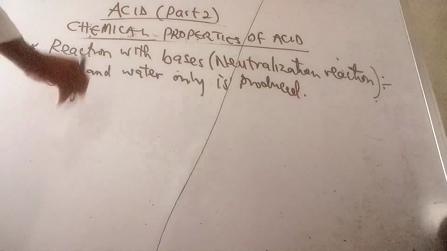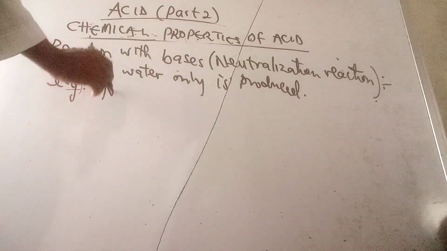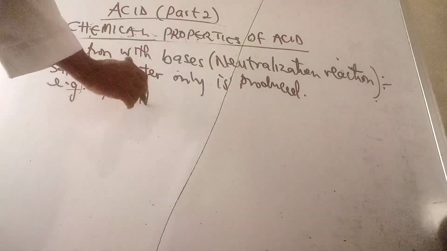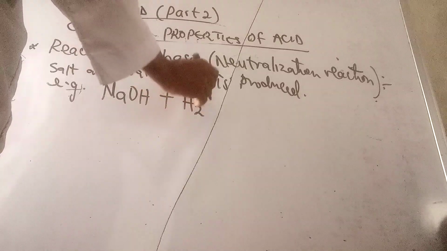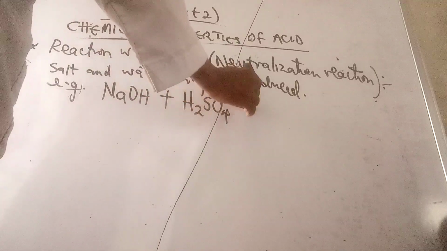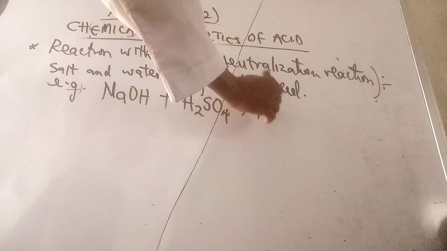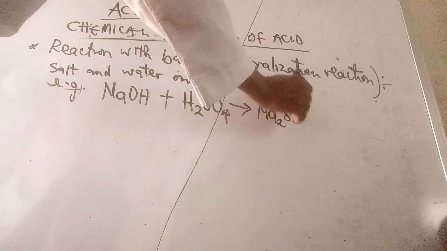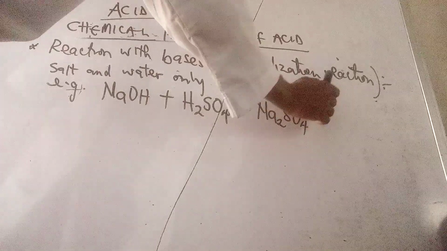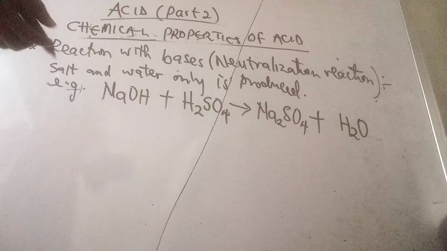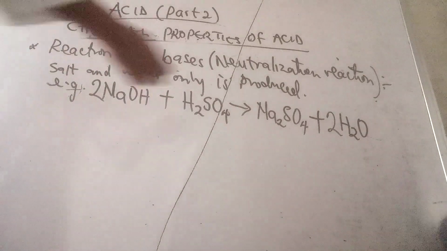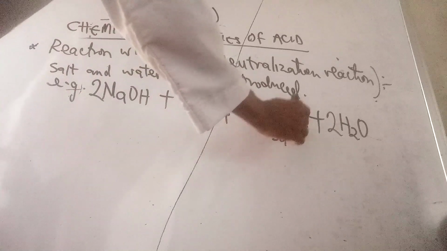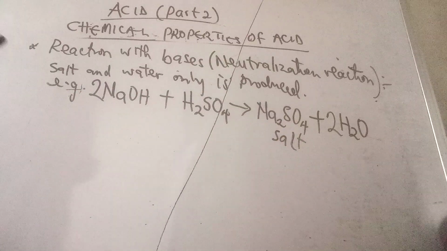Now, for example, this is sodium hydroxide, which is a base, reacting with tetraoxosulfate 6 acid. Then a salt, which is sodium tetraoxosulfate 6, and water will be produced. The next thing is to balance. So this is salt and this is water, as we all know.